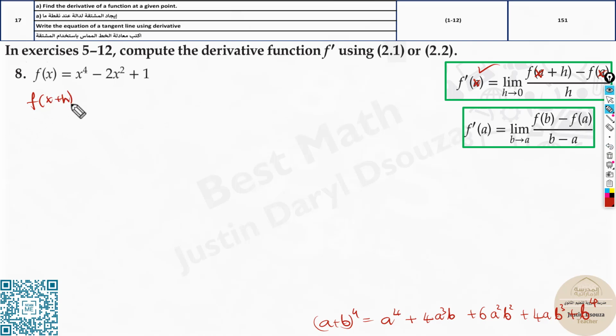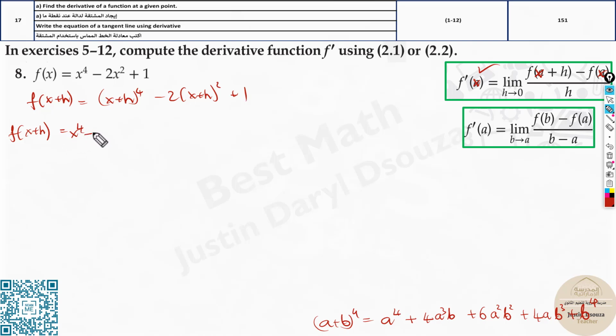This is going to be x plus h the whole power 4 minus 2 into x plus h the whole squared plus 1. Now when we simplify this f of x plus h, what happens? We have to use this identity in this case.